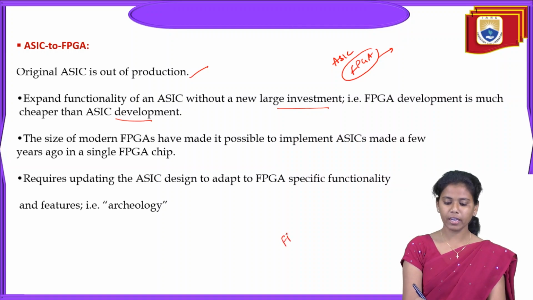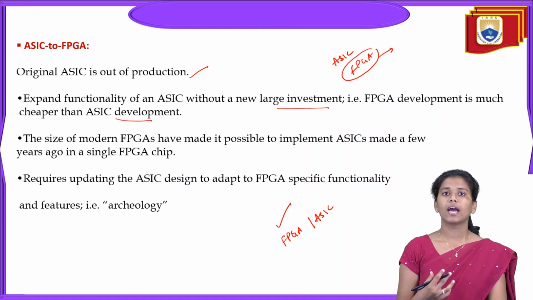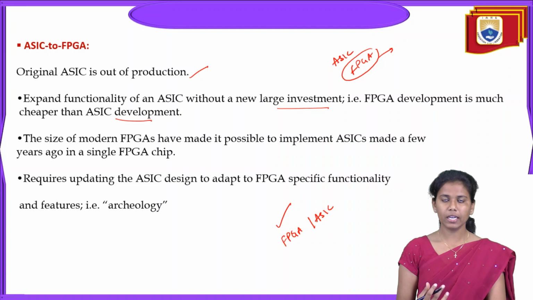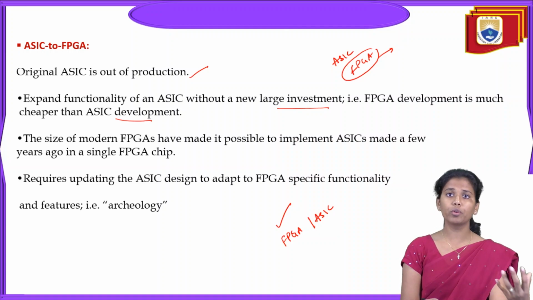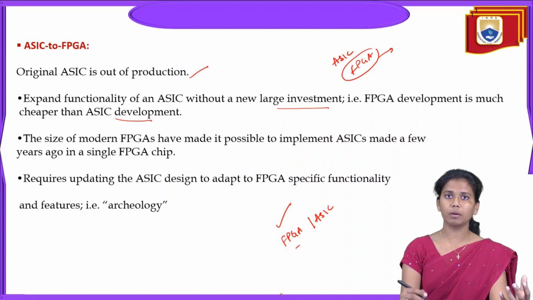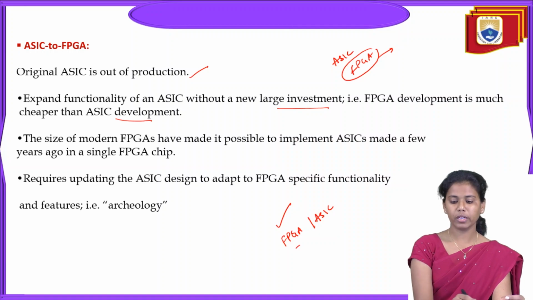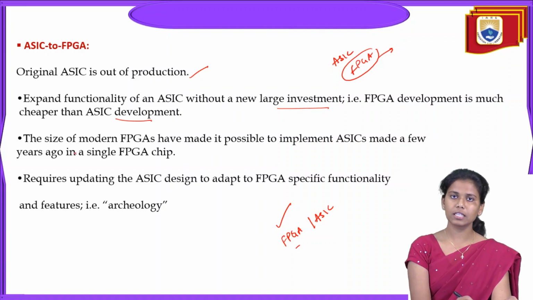So when you compare FPGA and ASICs, we see that FPGA is much cheaper. It is easier to construct and the power consumption will be very less, and we see there is high efficiency. The overall efficiency is maximum in the FPGA design if you compare with the ASIC design. That's what it's saying. So FPGA development is much cheaper than ASIC development.